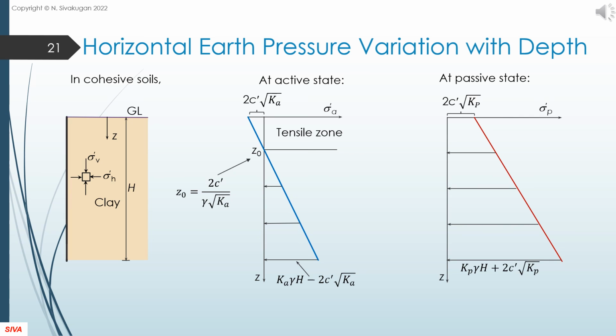In cohesive soils, the topmost region of the clay is in tension, as you can infer from the expression for sigma A'. This region may have tension cracks and therefore, we will neglect this region in determining the active load on the wall. That is a conservative approach, not relying on the tensile stresses.